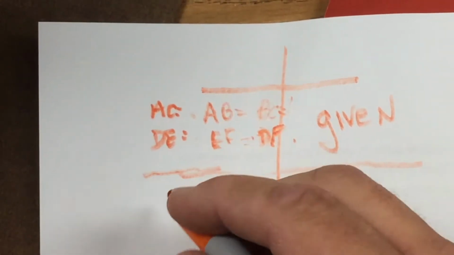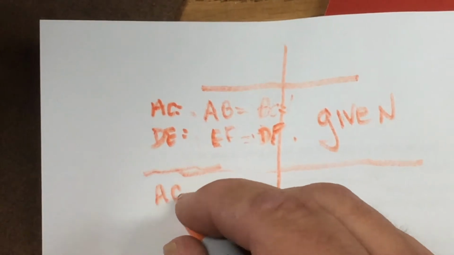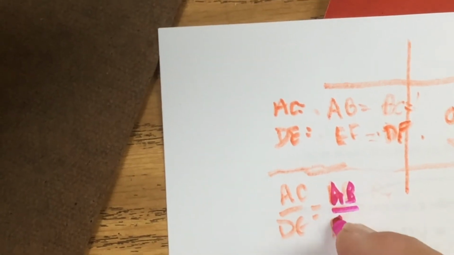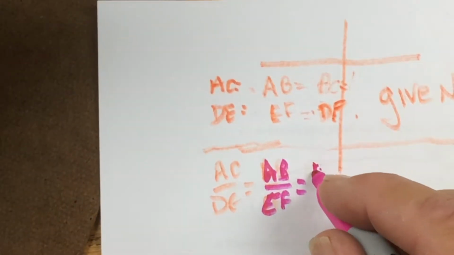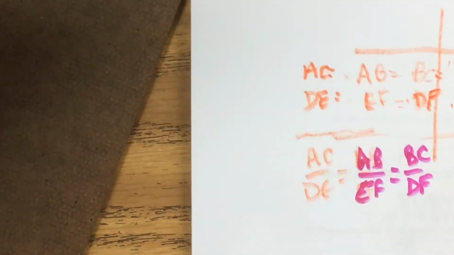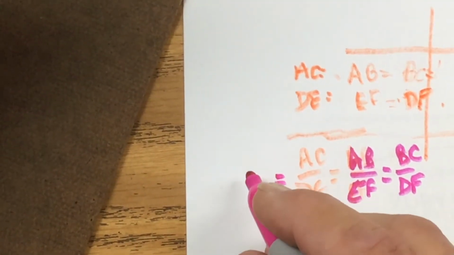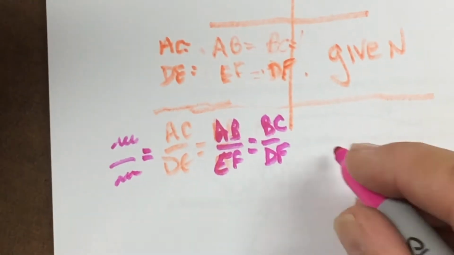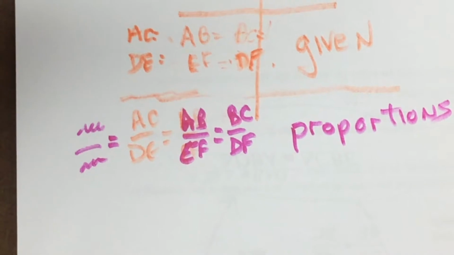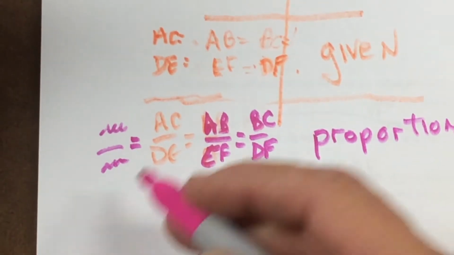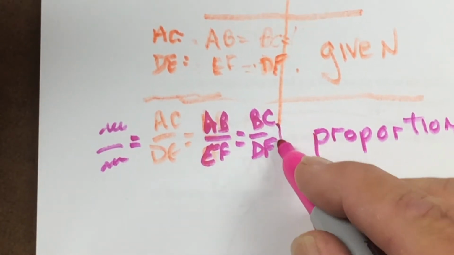Now, if I look at these ratios and it turns out that AC over DE is equal to AB over EF is equal to BC over DF, if those ratios are all the same, and you put whatever number that is right here, those are proportions. And that's all you got to write. Proportions. That's the reason. Yeah, proportions. That's what they are. They're proportions, and it works.